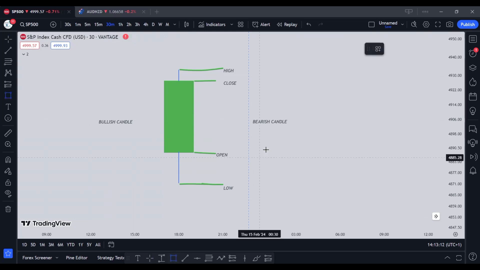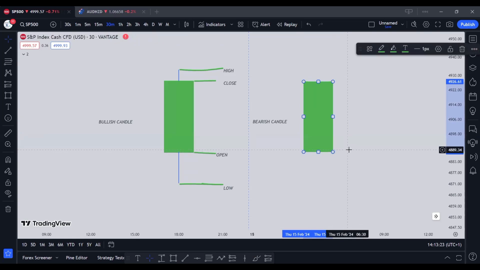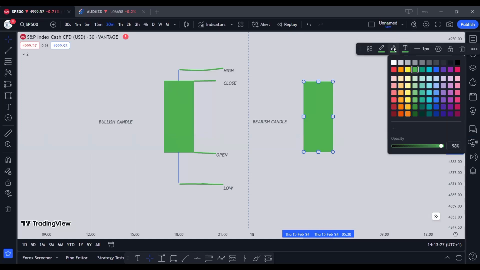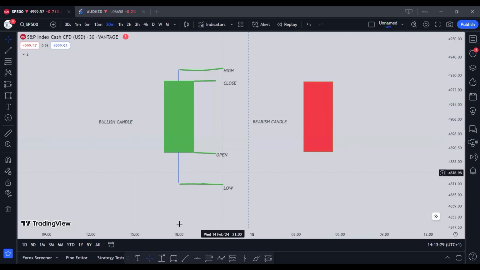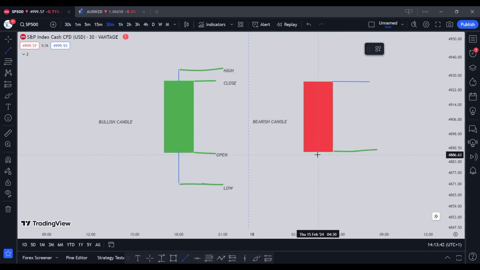The opposite is the bearish candle. This one is usually red. It depends on the color you use, though. Understand? So the market opens here, right? Closes here. This is the wick.